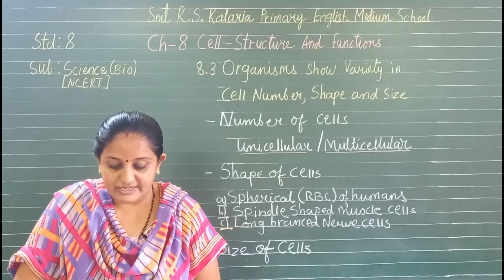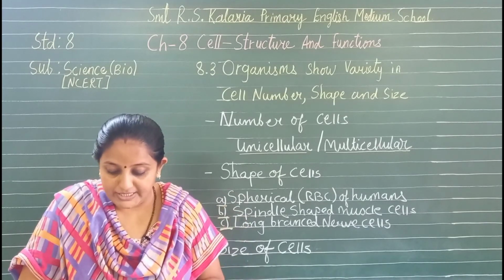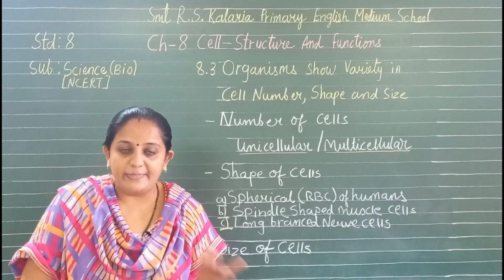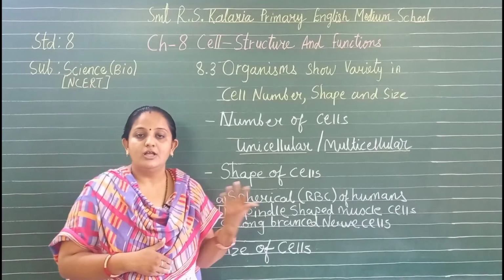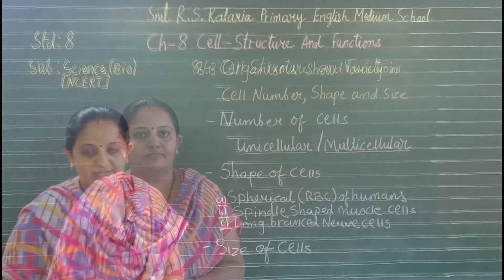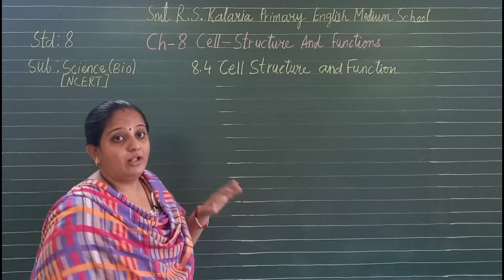Now the size of the cell is related to its function, it depends on its function. For example, nerve cells both in the elephant and rat are long and branched, and they perform the very same basic function of transferring and receiving of the message. So we can say there is no relation in the size of cells. Now let us move towards the next topic, that is cell structure and function.